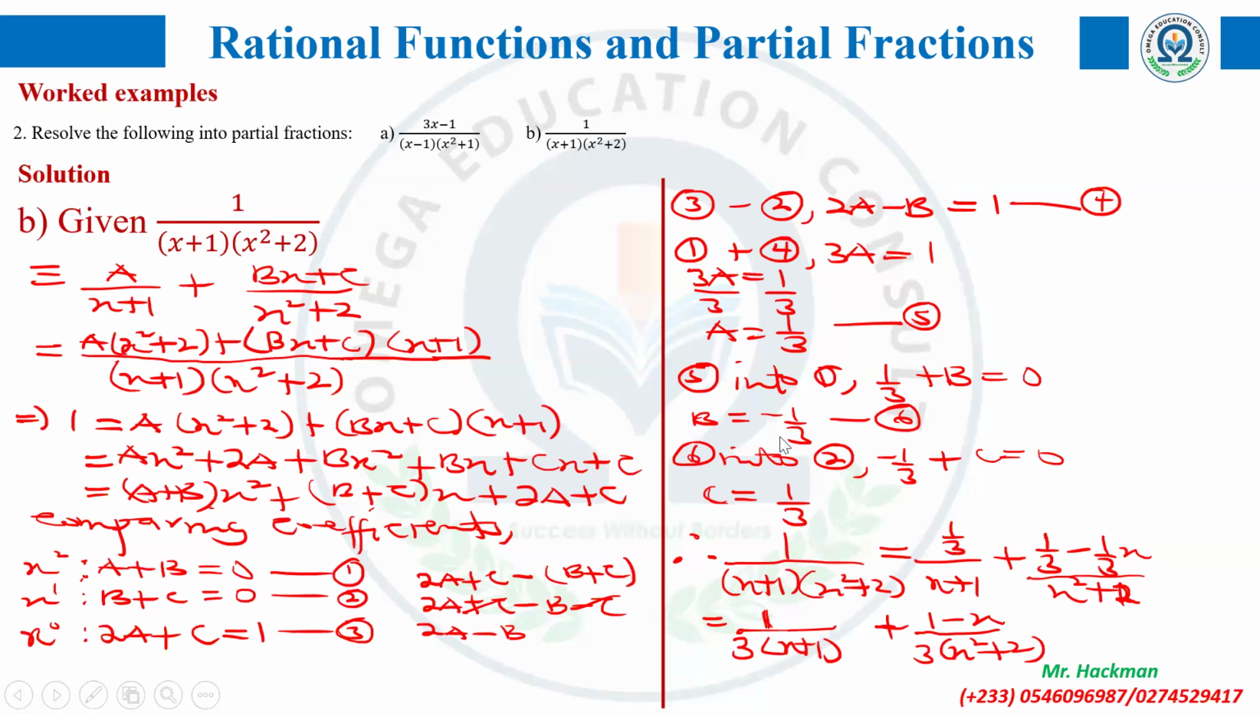But you can see that before I can find my C, it's either I substitute B into equation 2 or I substitute A into equation 3. But substituting A into equation 3 will mean more work because of the coefficient here. So in that case, we substitute equation 6, which is the B value, into equation 2. So that's what I did here. Minus 1 on 3 plus C is equal to 0. So again, C will be equal to, you move this one to the side, positive 1 on 3. All correct?